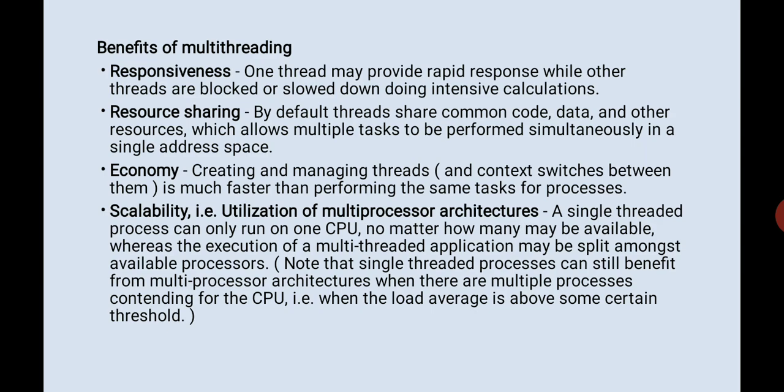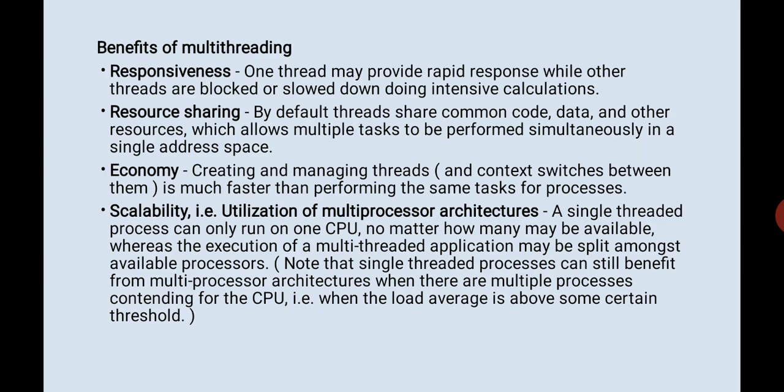See, a single threaded process can only run on one CPU, right? No matter how many may be available. This is very, very clear to you. A single threaded process will run on only one CPU, right? Because it is the smallest unit of execution on the CPU.